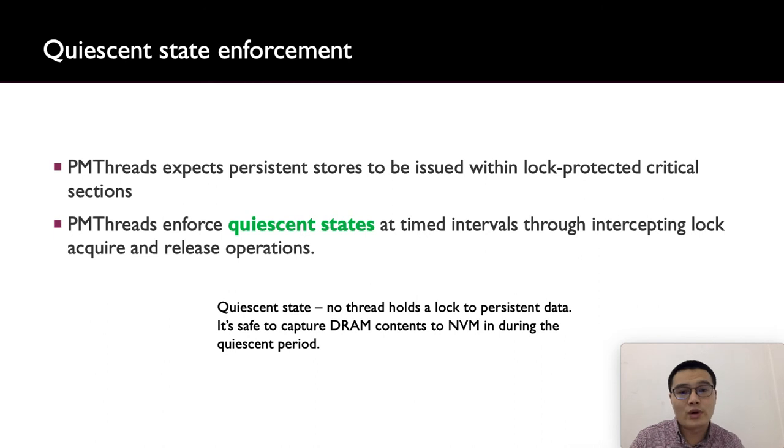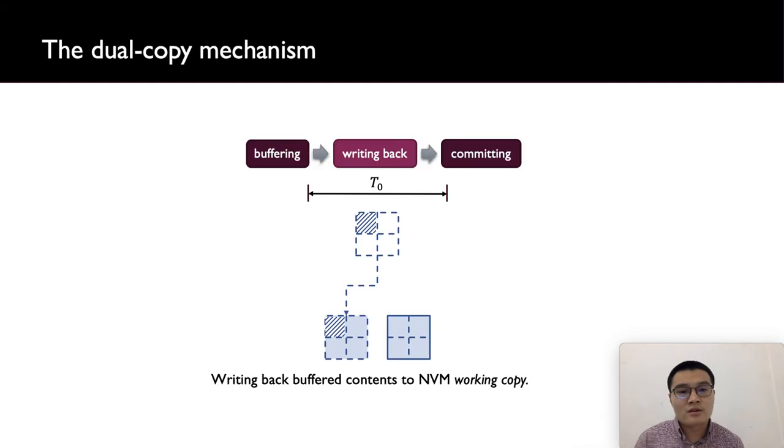PMthreads requires persistent stores to be issued within lock-protected critical sections. And the global quiescent state could be reached when there is no thread that holds a lock to the persistent data. To enforce such a global quiescent state, the PMthreads runtime carefully intercepts the lock and unlock operations in the PMthreads library, and then instructs the locally quiescent thread to wait on a barrier to reach a global quiescent state at timed intervals. Next, I'll talk about the failure atomic version management.